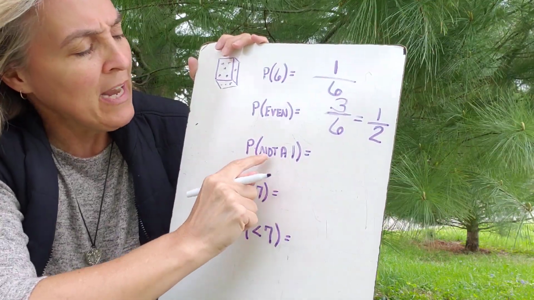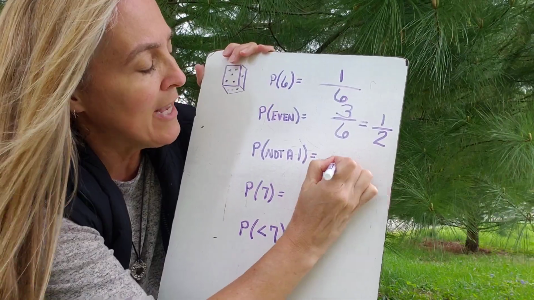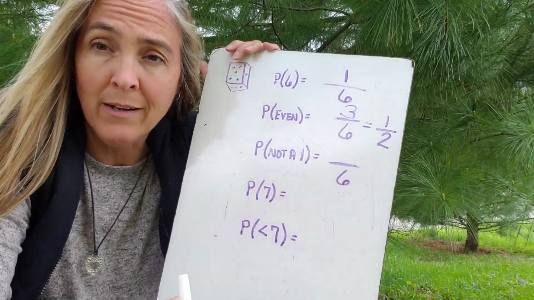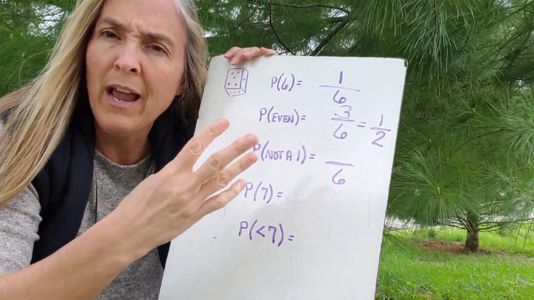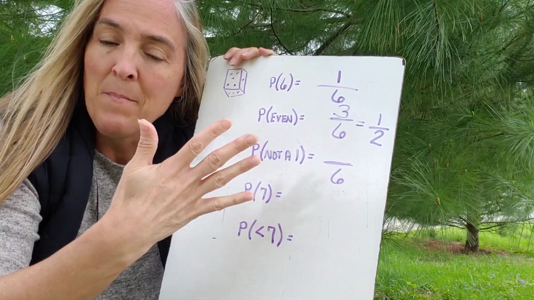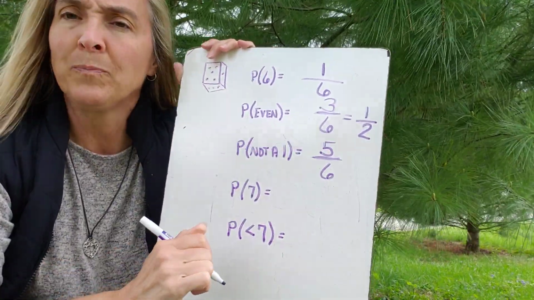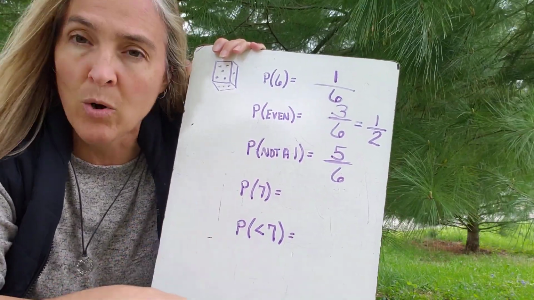What would be the probability of not getting a 1? Well, again, I know it's out of 6 possible sides. If I do not want a 1, then I would want either a 2, a 3, a 4, a 5, or a 6. So I would have 5 out of 6 possible desired outcomes there. 5 out of 6 if I only don't want a 1.